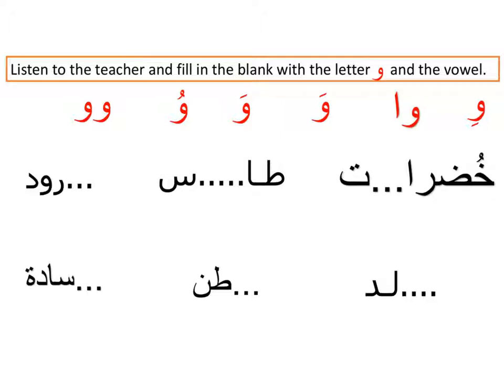Now it's spelling time. You can see here on the top the letter wa with different vowels: we, wa, woo. Now get a piece of paper, copy these words with the blank, and I'm going to read the words one by one, and you need to add the correct wa with the correct vowel inside the blank. Don't forget to stop the video to copy the words.